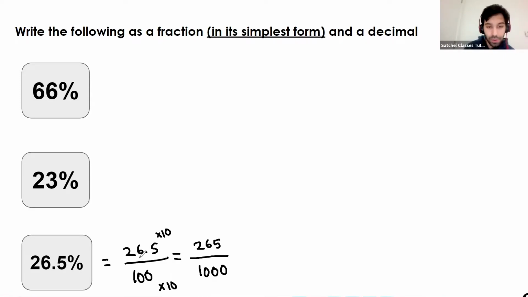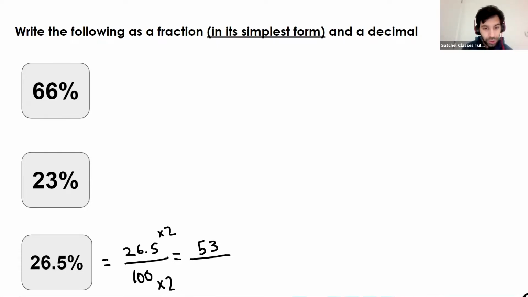Alternatively, rather than multiplying by 10, I could simply double 26.5 to get a whole number, and then double the 100 as well. So another way of doing this, if I just clear what I've done here, is simply doubling both the numerator and the denominator. So now I will get 26.5 times 2 is going to be 53.